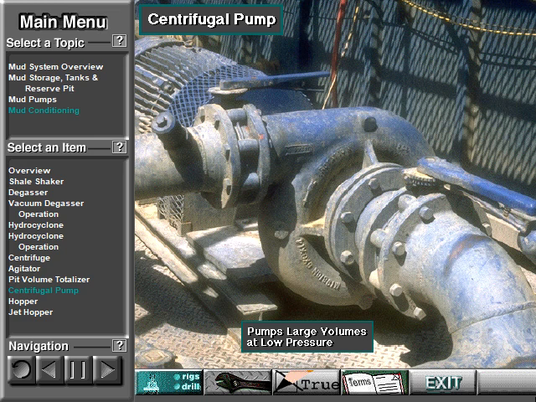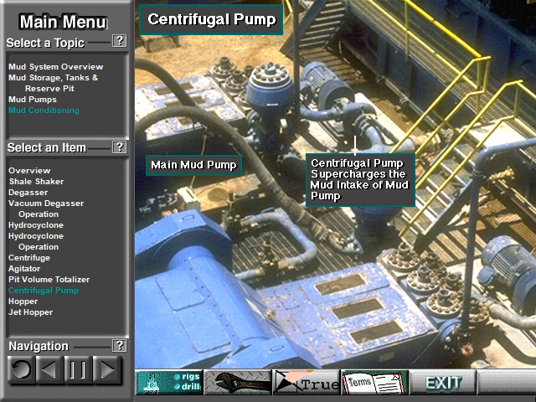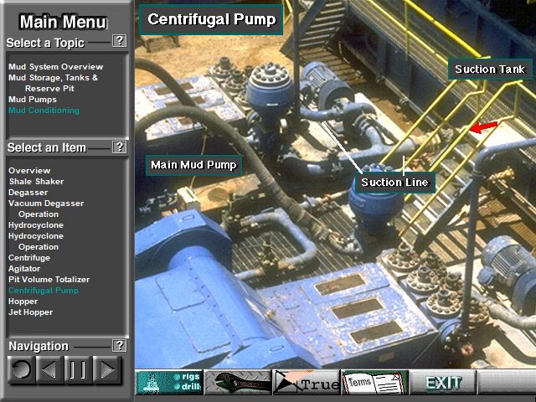A centrifugal pump puts out relatively low pressure, but it can move a large volume of mud. Crew members, therefore, use them in several ways. One job a centrifugal pump often does is supercharge the mud intake of the main mud pump. The small pump takes the mud from a suction tank, moves it through a line connected to the main pump's suction line, and keeps the suction line full of mud at all times.